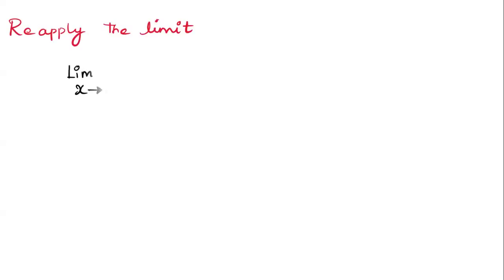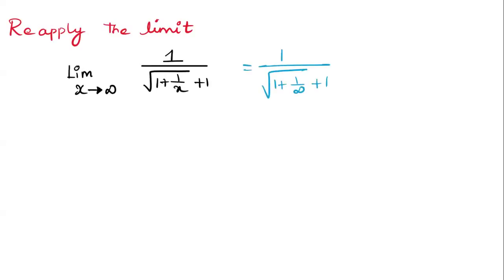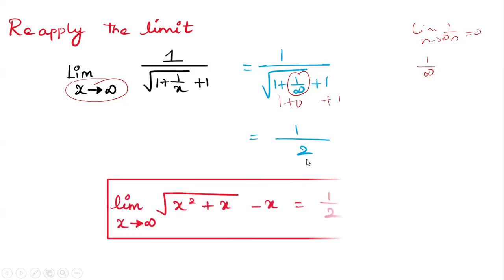Now you reapply the limit. X tends to infinity, 1 by infinity. Because your approaching limit tends to infinity, 1 by infinity, we know it's 0, right? So limit 1 by n, n tends to infinity is 0, the same thing. So now you get square root of 1 plus 0 plus 1. Square root of 1 is 1, 1 plus 1 is 2. And that's how, even though it is not in the desired indeterminate form, we convert it into that form, right?